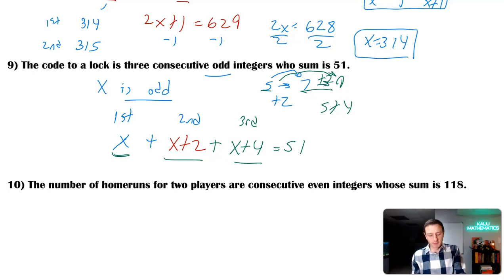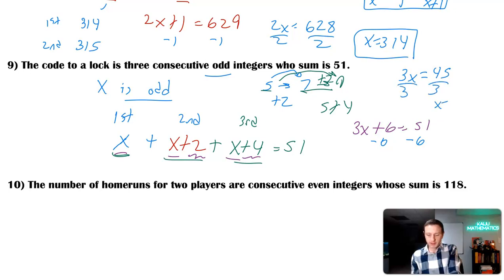Now we're just solving again. x plus x plus x is 3x. And then I have some like terms here, 2 plus 4 is 6, equals 51. Subtract 6 from both sides. I'm kind of, my spacing is a little weird here. So 3x equals 51 minus 6 is 45. Divide by 3, x equals 15. I'm going through the back half a little bit quicker. The setup is the key there. So x is equal to 15.